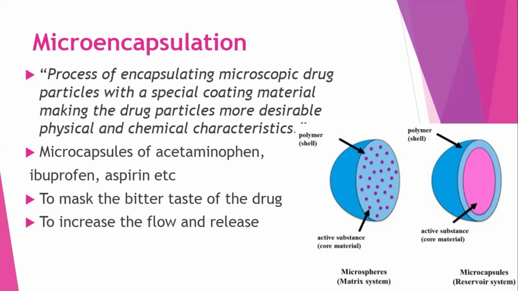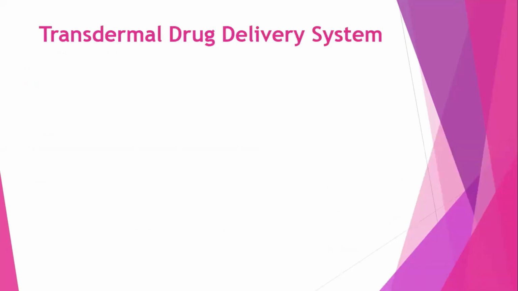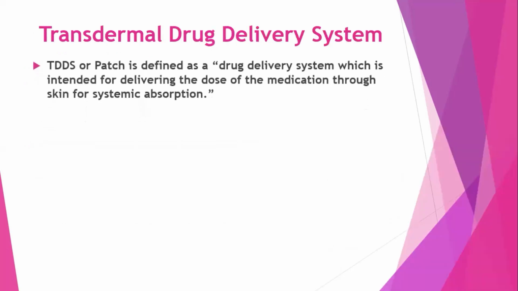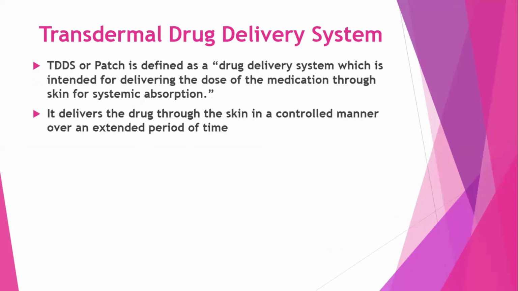You keep on watching. The next technology is transdermal drug delivery systems. Maybe you have studied it earlier. TDDS, or patch, is defined as a drug delivery system which is intended for delivering a dose of medication through the skin for systemic absorption, not for topical application to the skin. It delivers the drug through the skin in a controlled manner over an extended period of time.